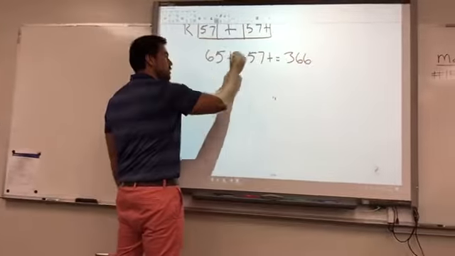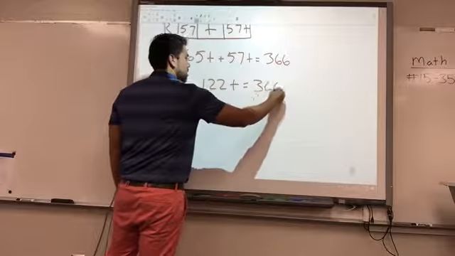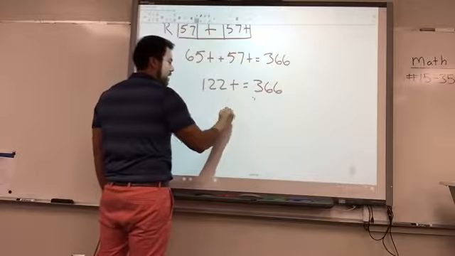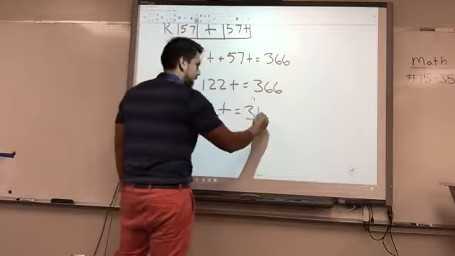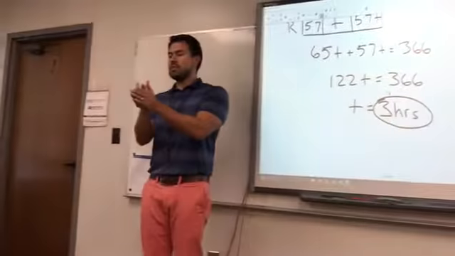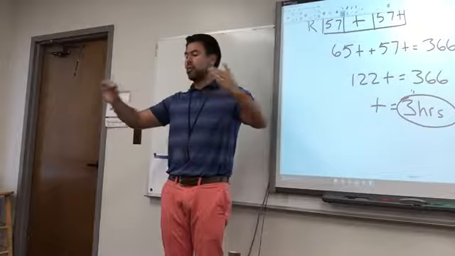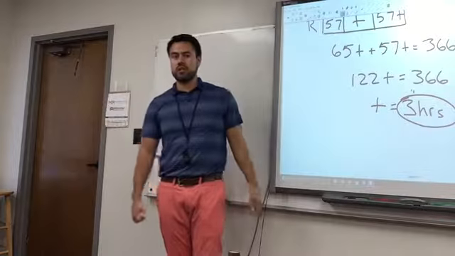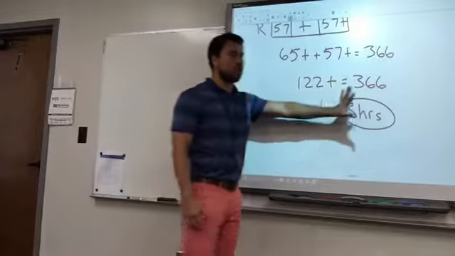All right, what's 65 plus 57? Good. And when you divide both sides by 122, you get t equals 3 what? Hours. Okay, that's 3 hours. So when they start at the same spot and go opposite directions, theoretically, in 3 hours, they're going to be 366 miles apart. Does that make sense? Okay, so that's the uniform motion problem.